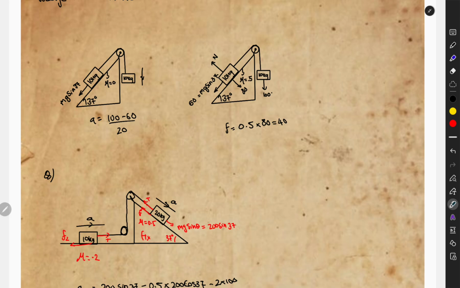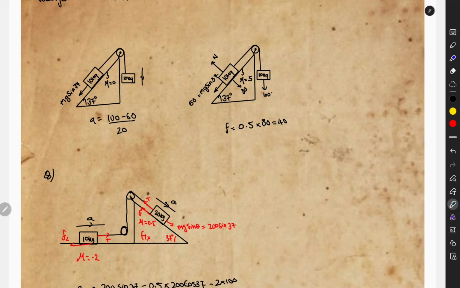So basically a 10 kg block is on an incline with acceleration like this, and mu is equal to 0. You can just calculate the acceleration. So take the components: this will be basically 100 newton, and this will be basically 60 newton. So 100 minus 60 divided by 20, which is the total mass of the two bodies. This is the normal case.